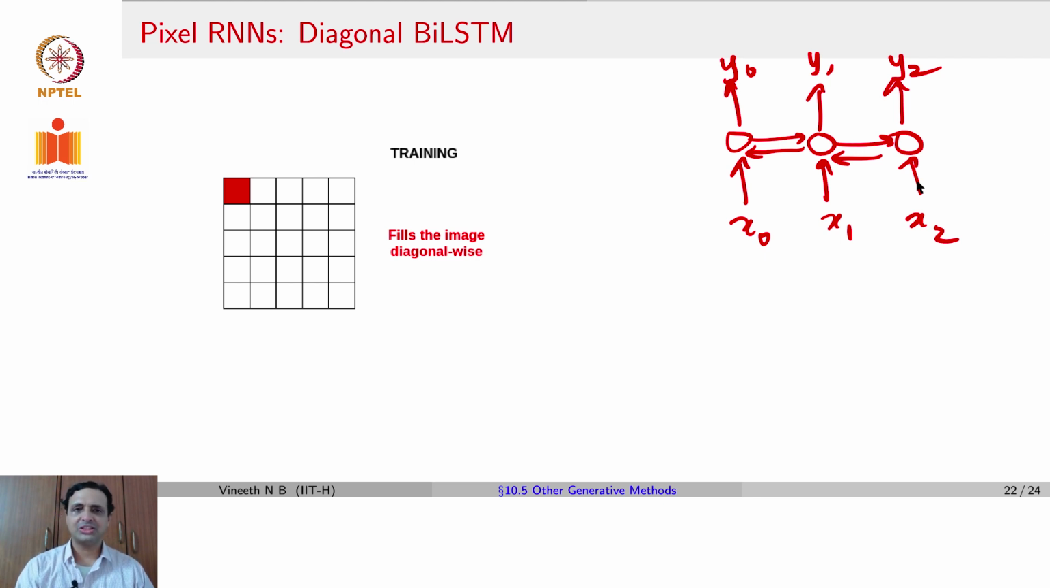So how do you learn such an RNN? You will learn the weights in both directions. You would get 2 different sets of outputs, y0, y1, y2. You can average those outputs, which may give you a better sense of what your output should be, especially when the direction in the sequence may not matter, when there could be context from both directions. So that's the idea that's used in the diagonal BiLSTM variant of Pixel RNNs.